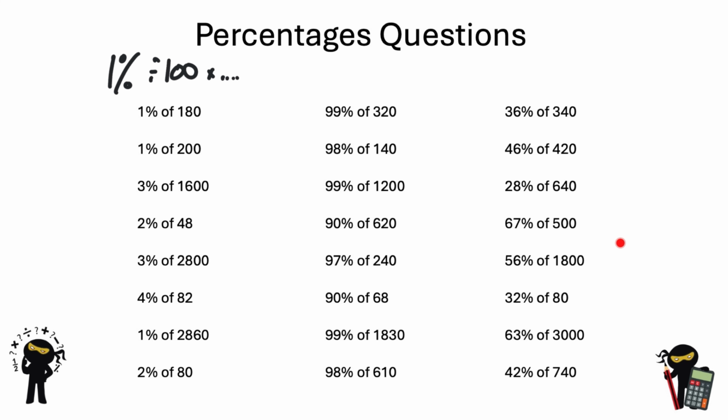And then these questions at the end, these are for you to decide which route to go. So for 36%, you're either going to find 10% and 1% and go through the routine of finding 30% and 6% and adding it all up, or you're going to do your long multiplication and then divide by 100. So it's completely up to you. Whichever way you prefer, practice doing that, and you'll get the answer, okay?